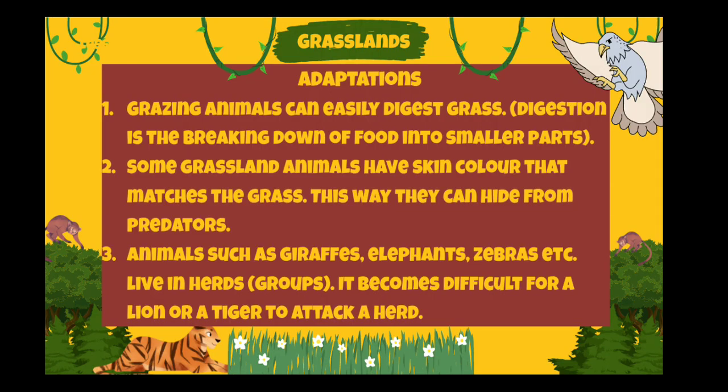Some of the adaptations of grassland animals are that grazing animals can easily digest grass and therefore they live over here. So digestion is the breaking down of food into smaller particles.